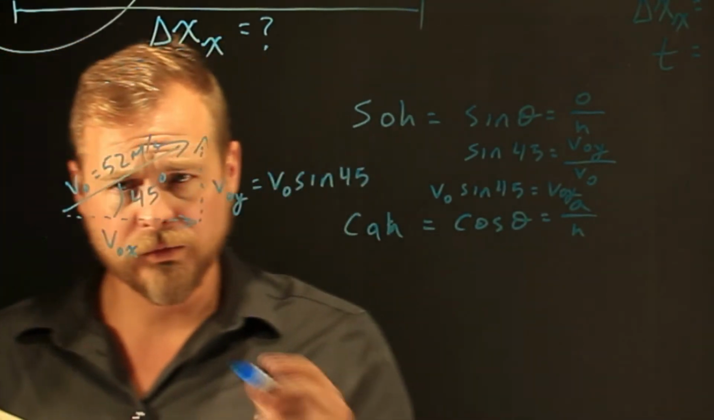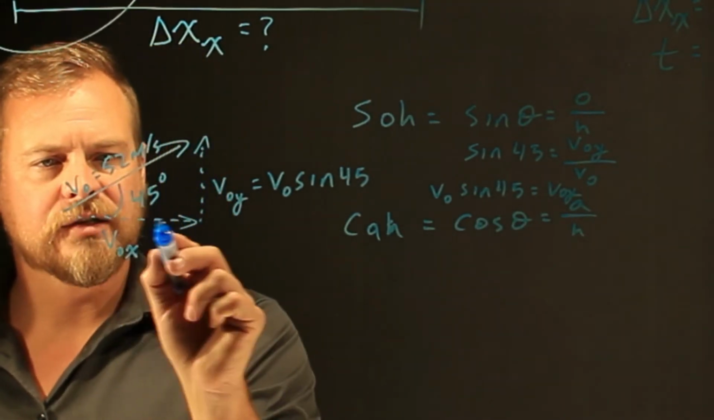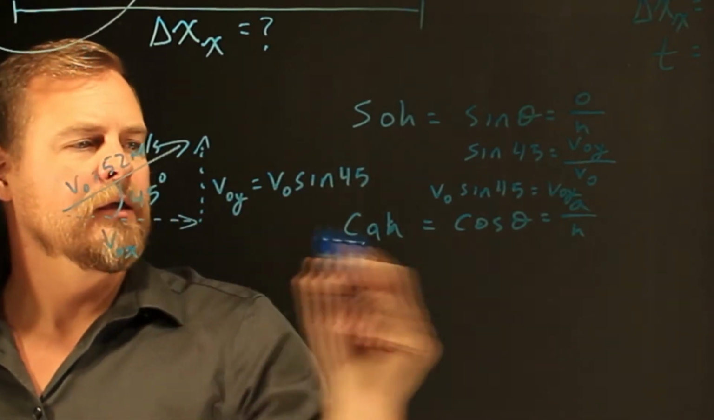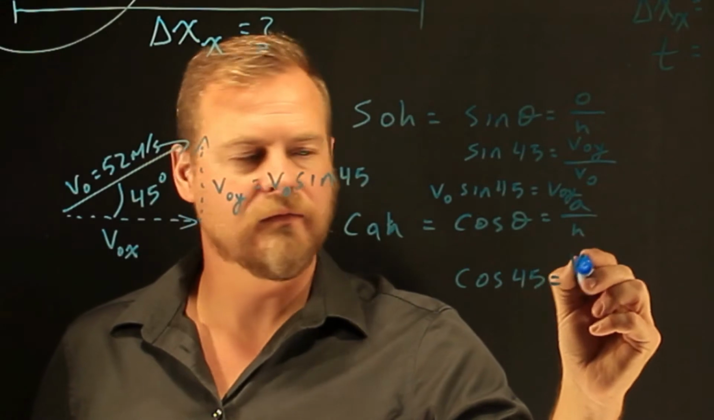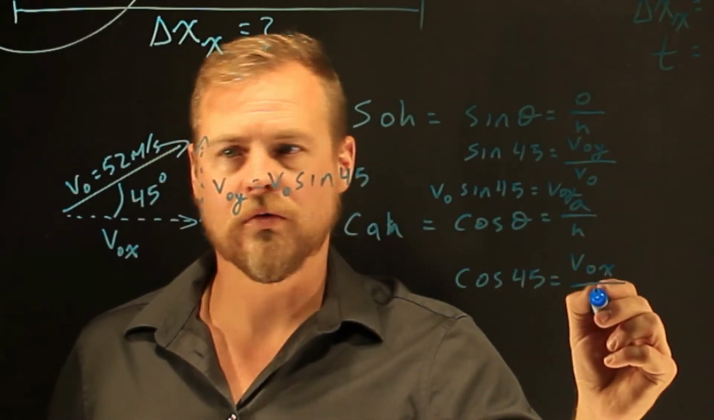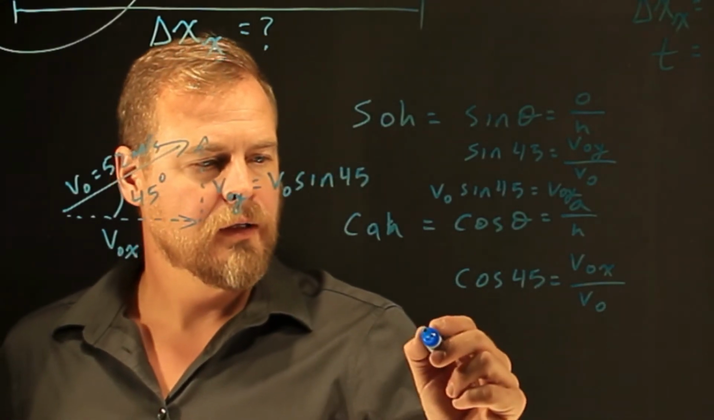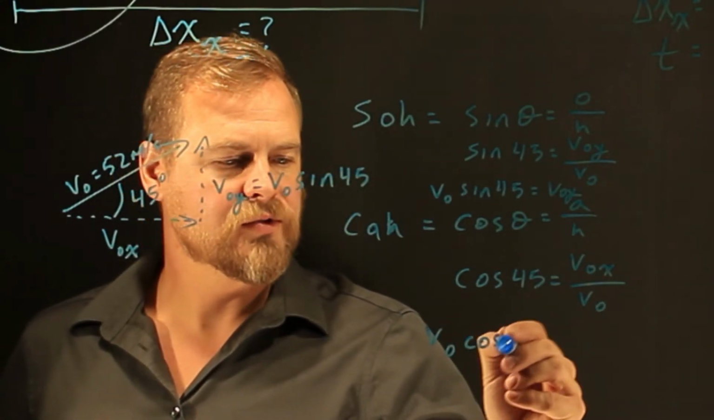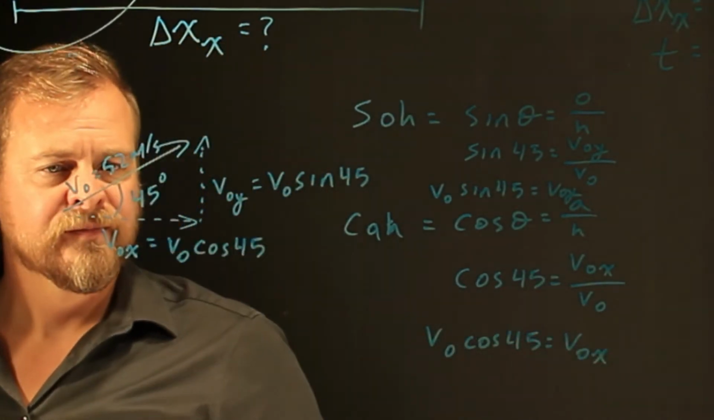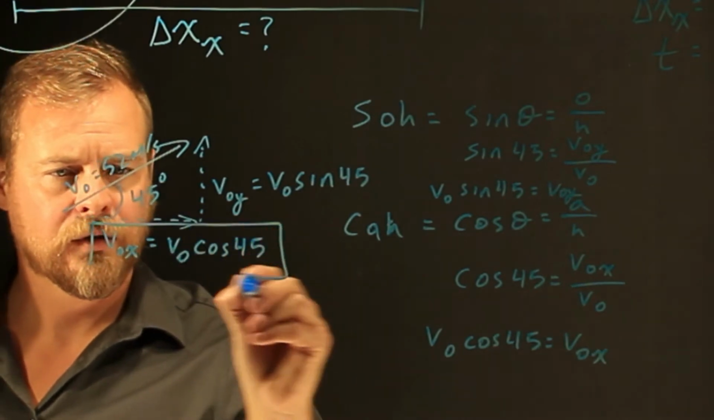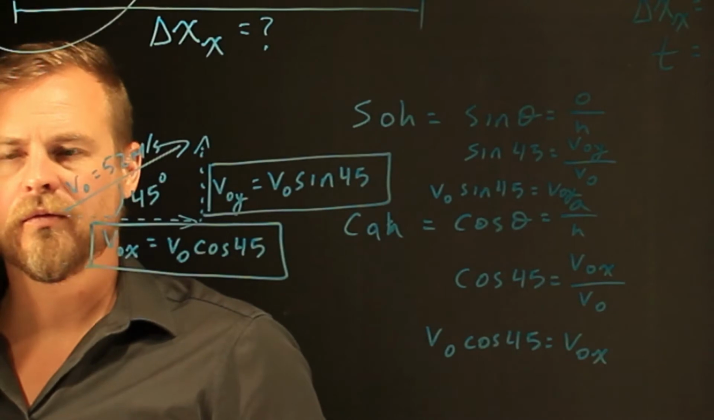Okay, we'll do the same thing over here for v naught x. v naught x is in the adjacent position to this angle, and so that would be cosine 45 is v naught x over v naught, and then divide that over. And so I have v naught cosine 45 is equal to v naught x. And these are going to be really important to understand as we go forward, okay?